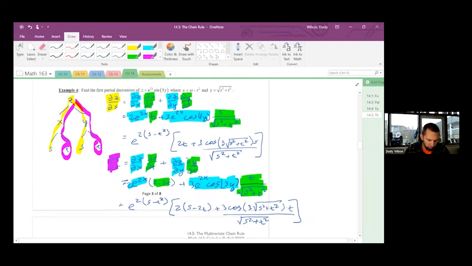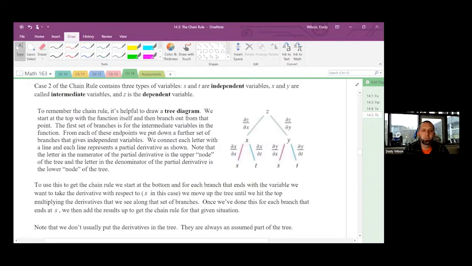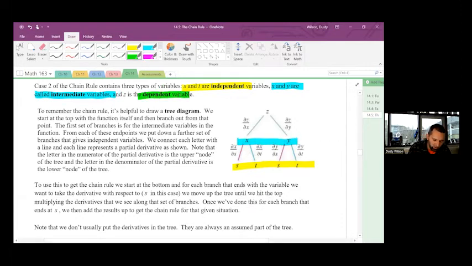So there you have both of the first partial derivatives of z equal to e to the 2t sine 3y, where x and y are as given. Case 2 of the chain rule contains 3 types of variables. s and t are independent variables, so the ones down at the bottom of the tree. x and y are called intermediate variables. Those are the ones in the middle. And z is the dependent variable right at the top.